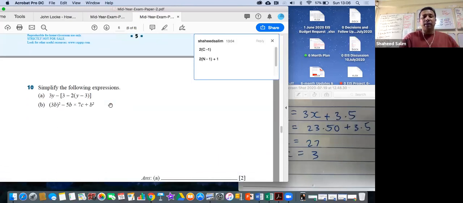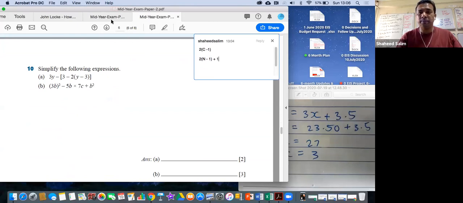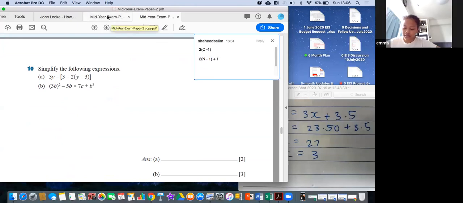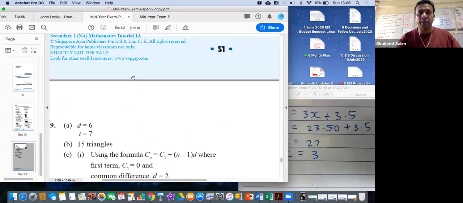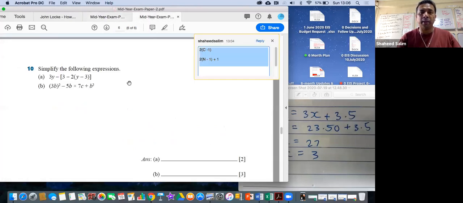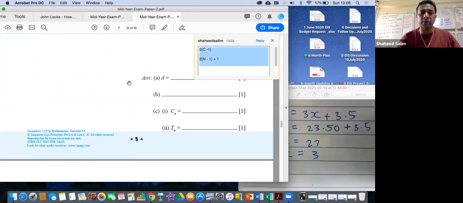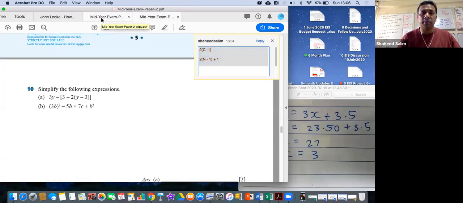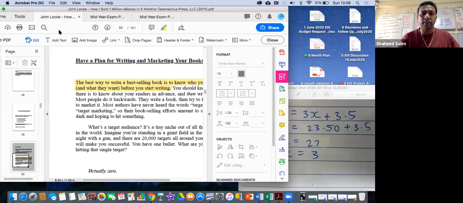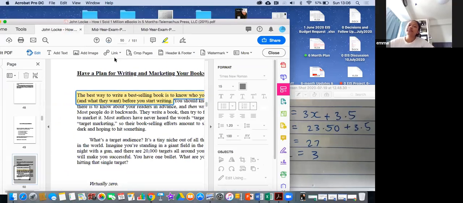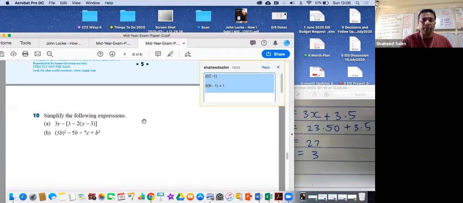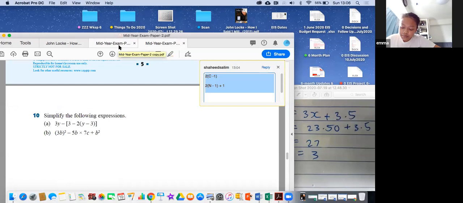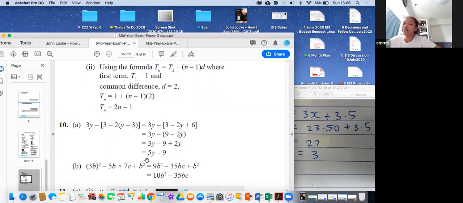Okay, what's the answer for question number 10? You got this question? Can do? 5y minus 9. Number 9. Number 10. That's number 9. Okay, sorry. 9 minus 5y, correct? What about b? 10b squared minus 35bc. Okay, congratulations.